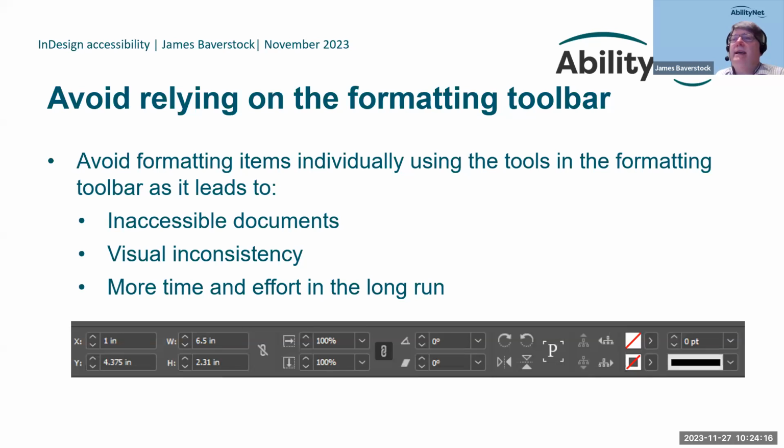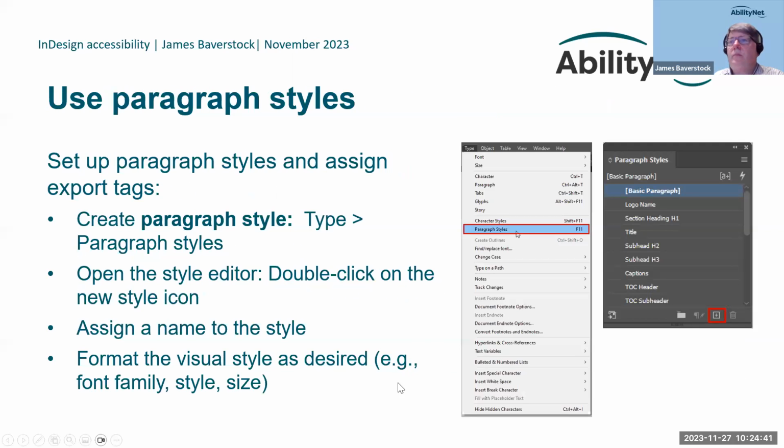The advantages here are it helps to avoid visual inconsistency for all users, because if you've got a paragraph style for your heading 1, your heading 2, you're always going to have that element formatted the same way, which is going to save you time and effort in itself. But vitally for accessibility, using paragraph styles also allows us to set the tags for a particular element. And we can set up paragraph styles via the paragraph style window.